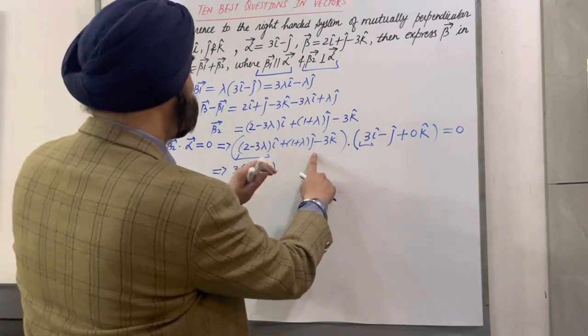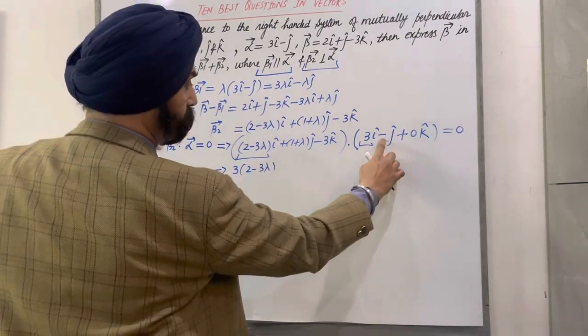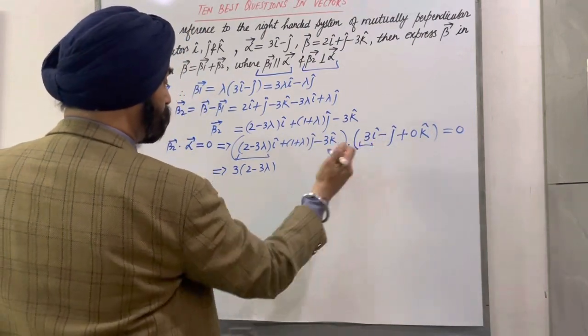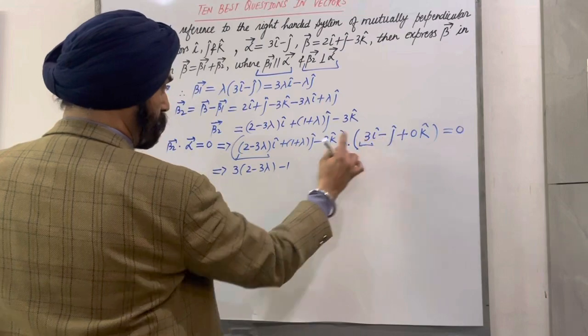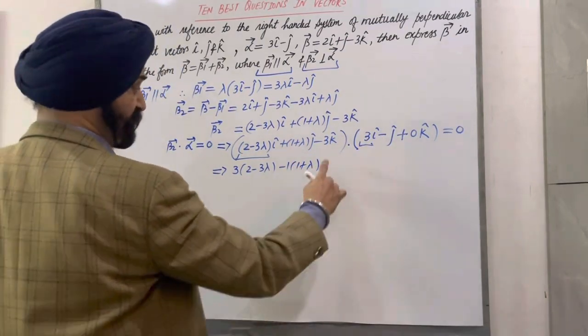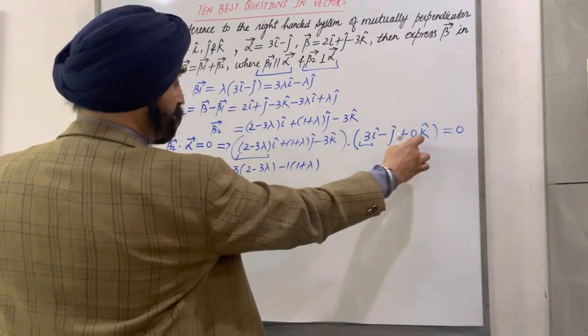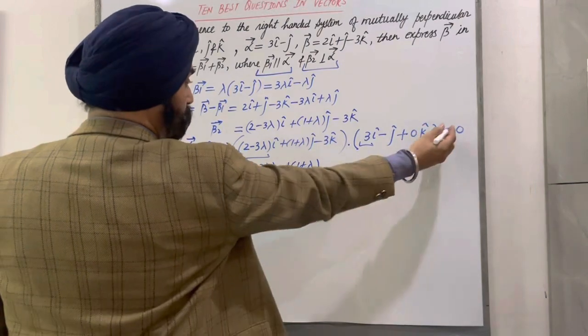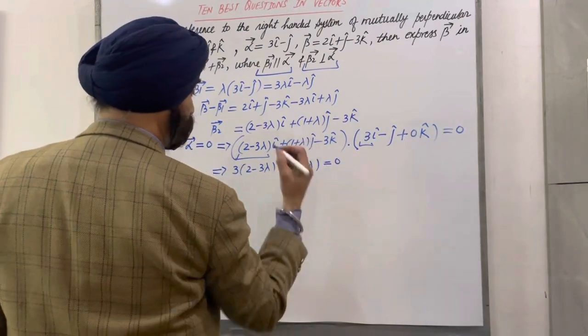Likewise, with j, I have 1 plus lambda, and with j, we have minus 1. So the j components will also get multiplied. We can write minus 1 from here, and in product with 1 plus lambda here. Likewise, the k components will also get multiplied. K component here is 0. So 0 multiplied by minus 3 makes it 0, so no need to write that. But on the other side it is already 0.